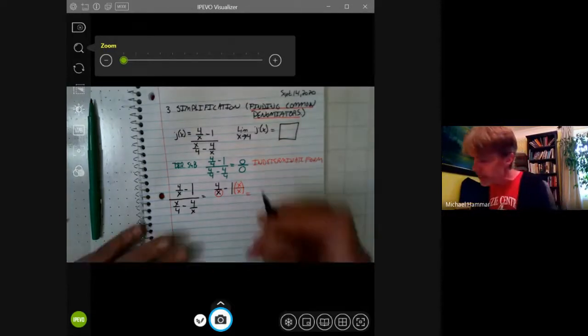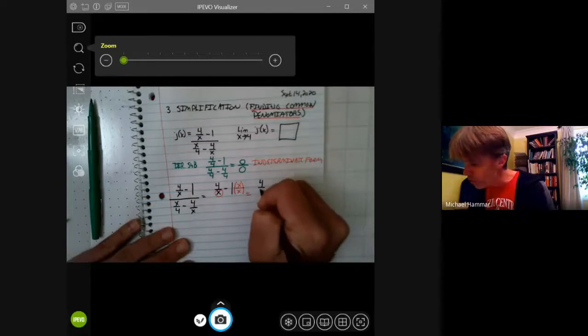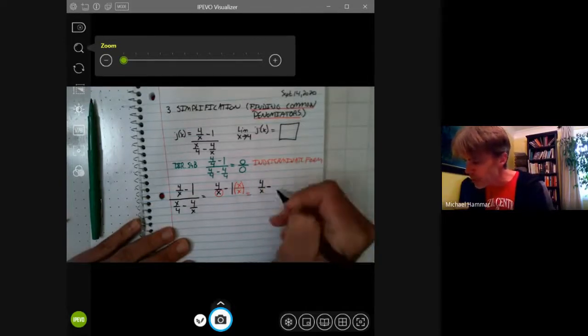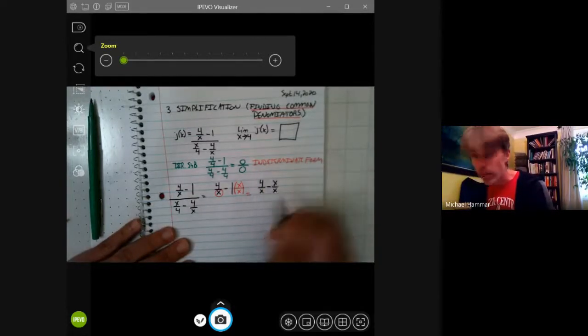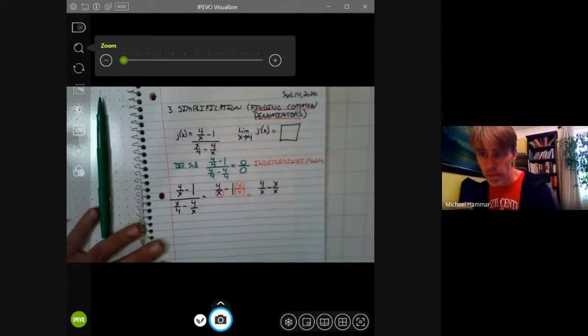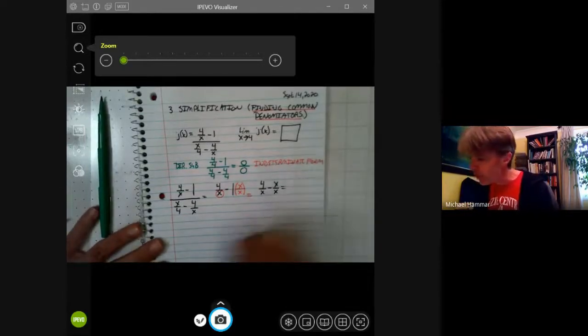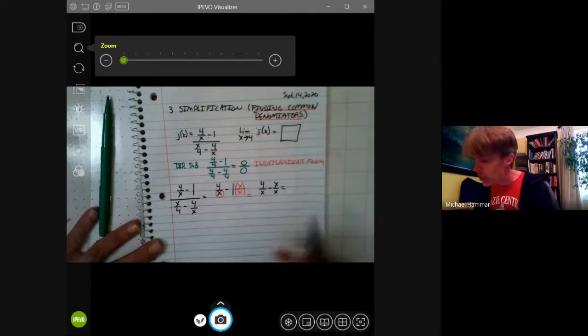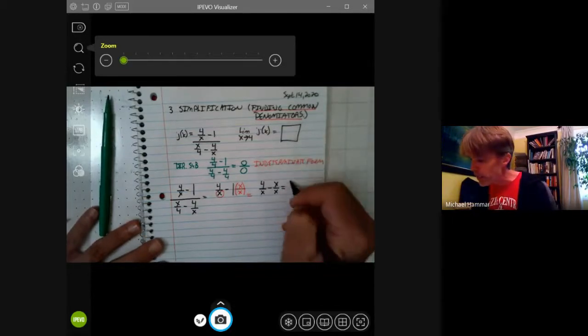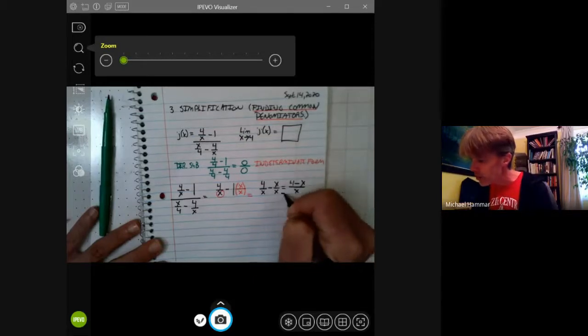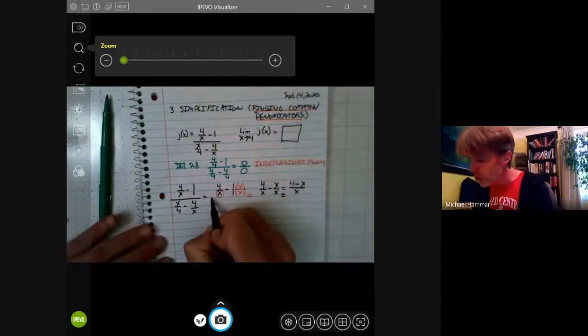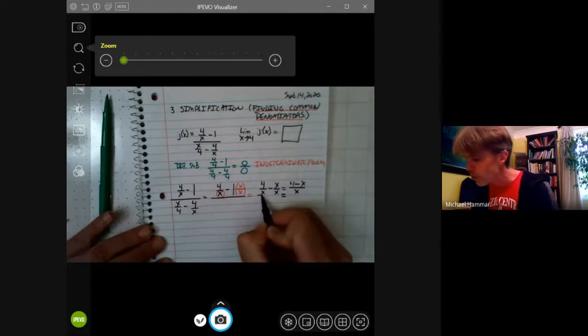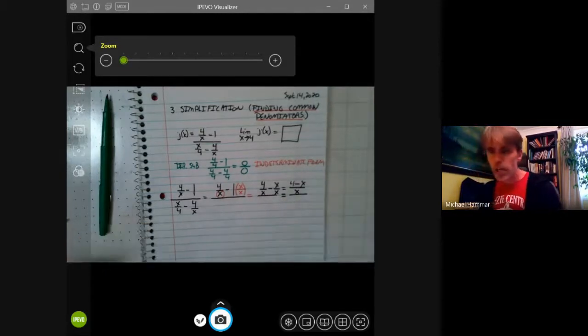What you get is 4 over x minus x over x. Remember, when you combine like terms, you now have 4 minus x over x. I just worked the numerator first. So this is now my new fraction: I have 4 minus x over x in the numerator.